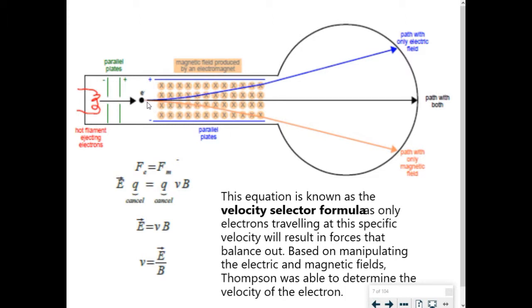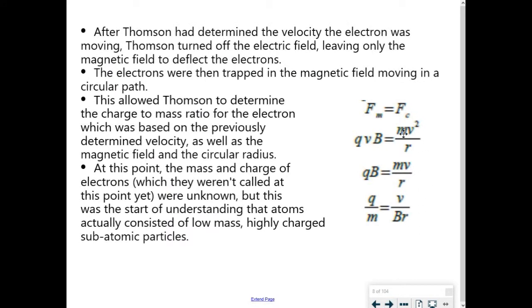And as his particles started getting deflected downwards, he measured the radius of them traveling in a circle, and he put together these formulas right here. The magnetic force would then be equal to a circular force. Magnetic force is QVB. The circular centripetal force is mv squared over r. He was then able to cancel off one of the velocities on both sides of the equation.